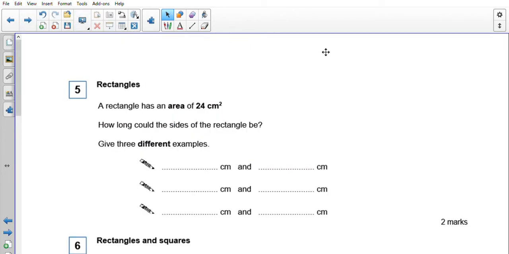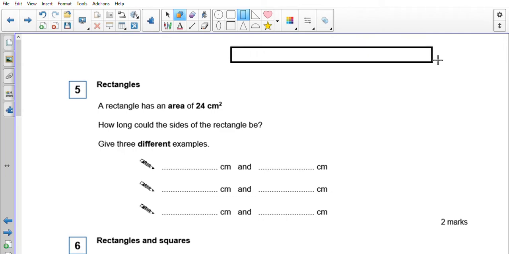Okay, question number 5. A rectangle has an area of 24 centimetres squared. How long could the sides of the rectangle be? Now remember, with these, make them as straightforward as possible. Okay, so the first option you're going to have is an area of 24 centimetres squared. You're going to go for 1 and 24 because length times width. 1 times 24 is 24.